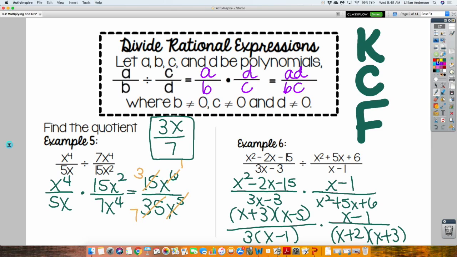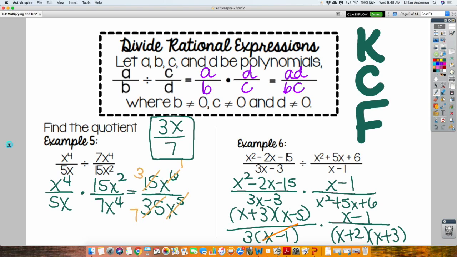Okay, so with the bottom and the top ones, the trinomials, two numbers that multiply gave me negative 15 and add together gave me negative 2. That was a negative 5 and a positive 3. And then down here, multiply to give me 6, add together give me 5. That's 3 and 2. What things cancel?